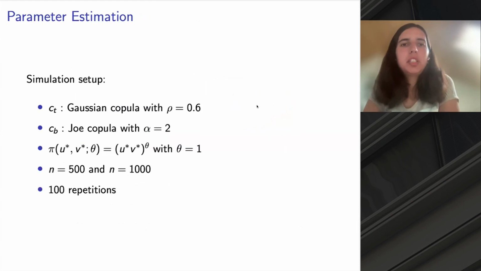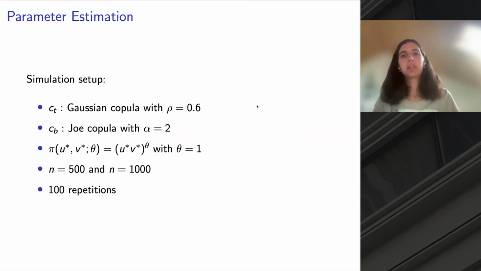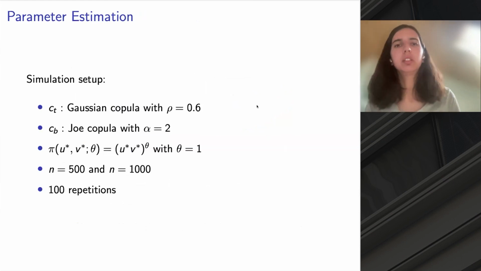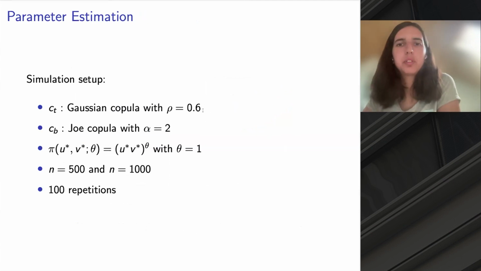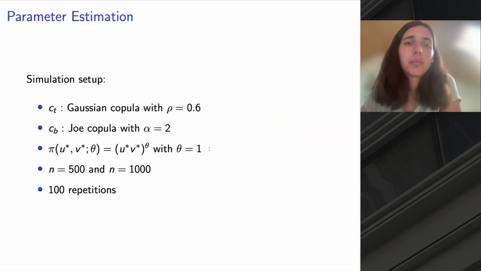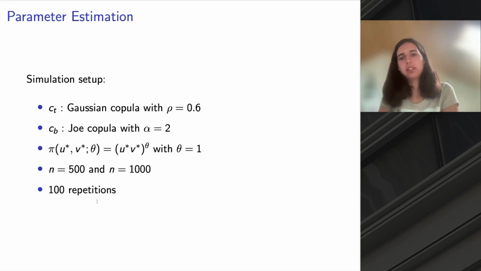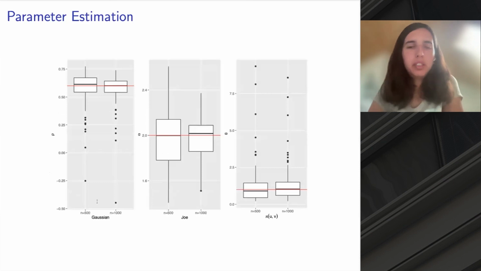We then did a simulation study to check if the model worked correctly. The first simulation that we did was to check if the inference was working. So we estimated the parameters via maximum likelihood estimation. And we have this simulation setup. So we have the tail copula to be a Gaussian with a rho parameter of 0.6, the body copula to be a Joe with alpha equal to 2, and then we have the product as the weighting function with theta equal to 1. And we did that for 2 different sample sizes, and we repeated 100 times. And here are the results.